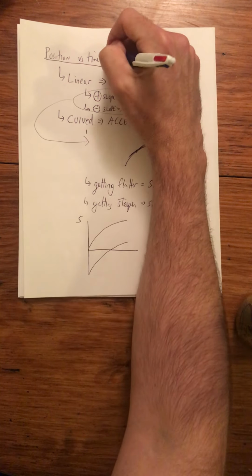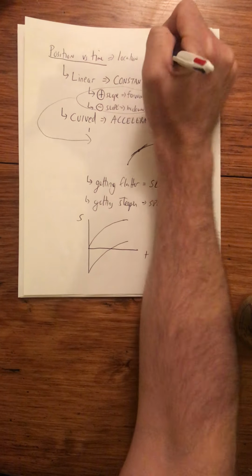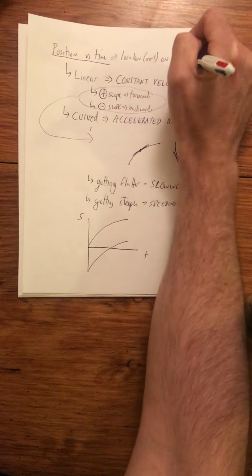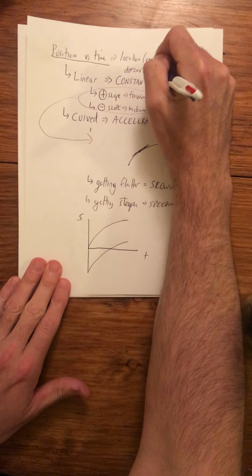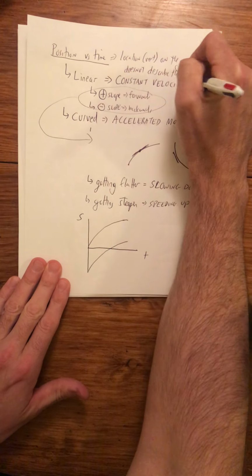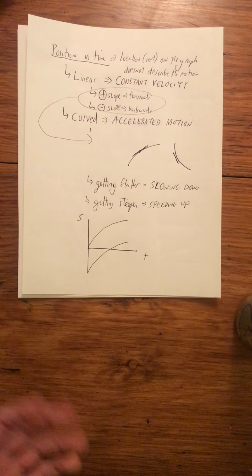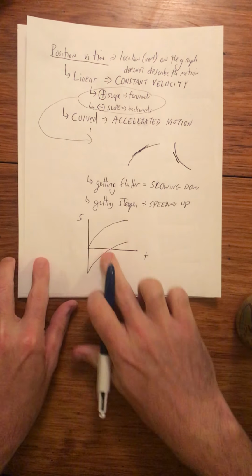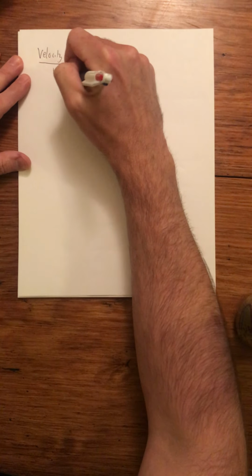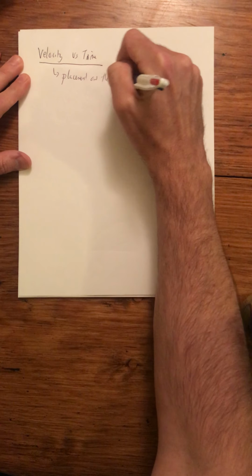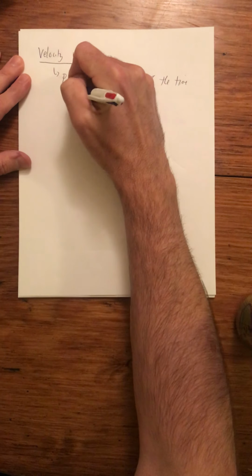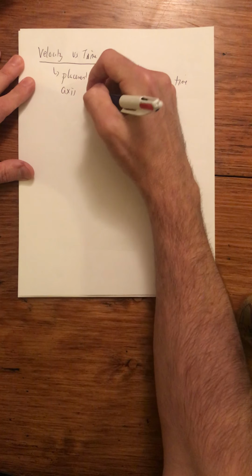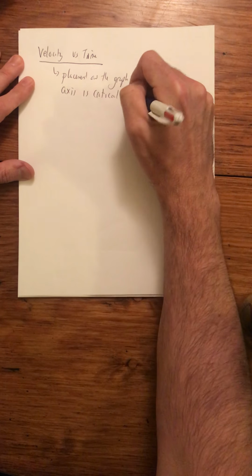Meaning, on a position versus time graph, the location vertically on the graph does not describe the motion. It only describes where that object was at one moment in time, right? But these are the same motion. The reason why I bring that up is because on a velocity versus time graph, the placement on the graph with respect to the time axis is critical for describing the motion.